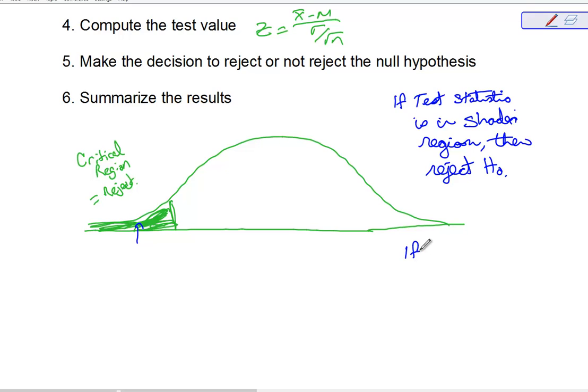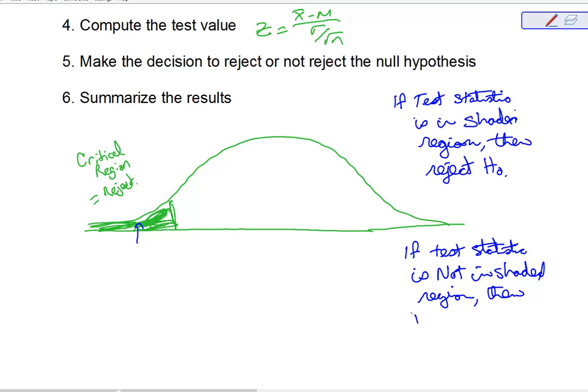If the test statistic is not in the shaded region, then do not reject the null hypothesis. Key here: not in shaded, not reject. So this will help you make your decision for step 5, whether to reject or not reject.